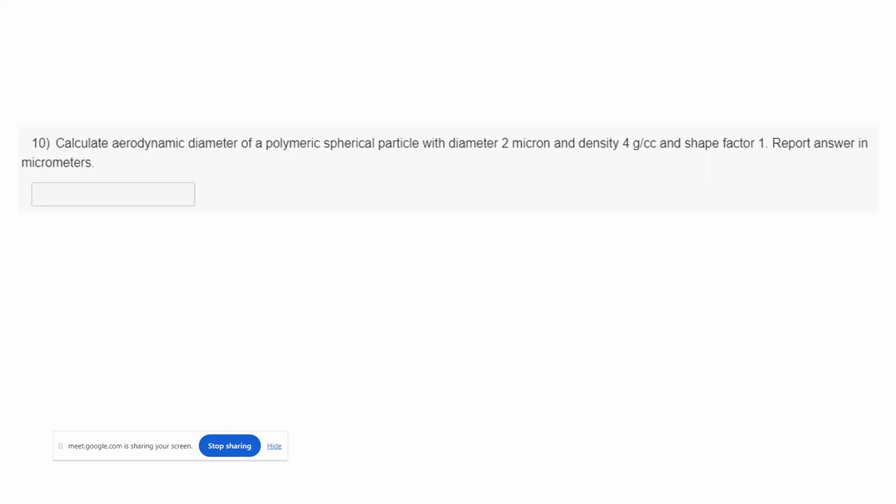Okay, here we have another question. You have to calculate the aerodynamic diameter of a polymeric spherical particle with diameter 2 micron, density 4 gram per centimeter cube, and shape factor 1. What would be the answer in micrometers?